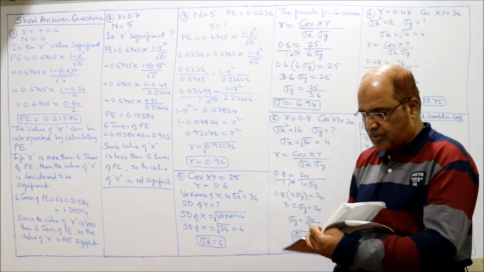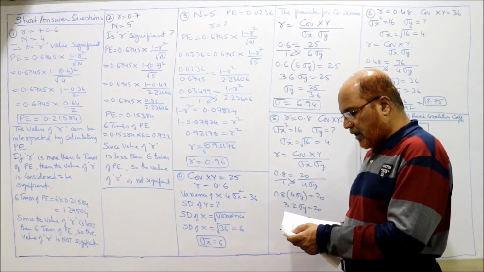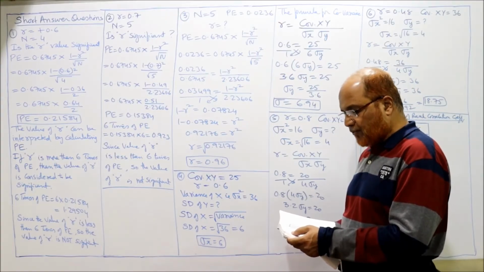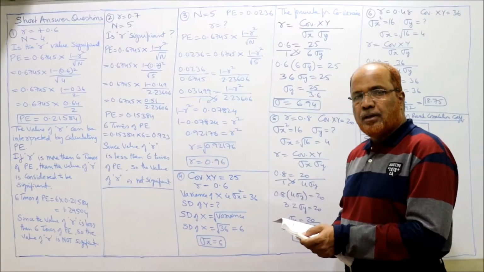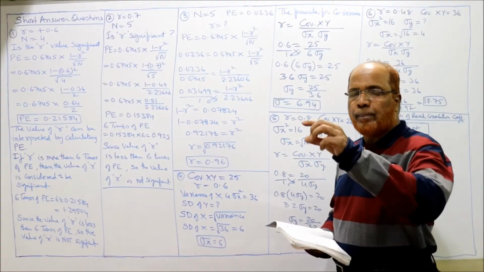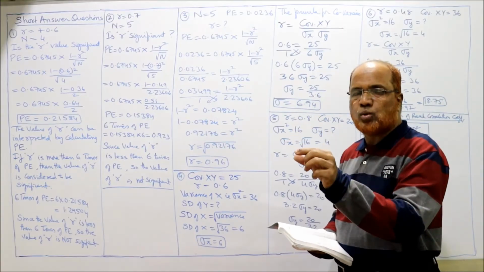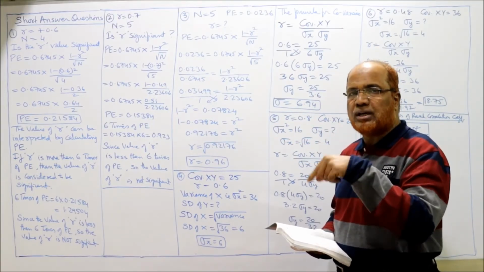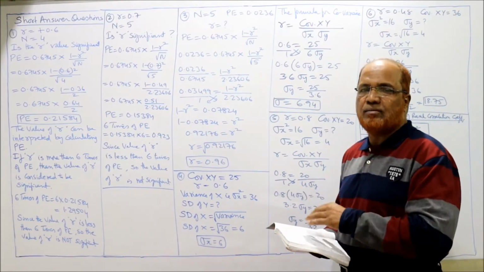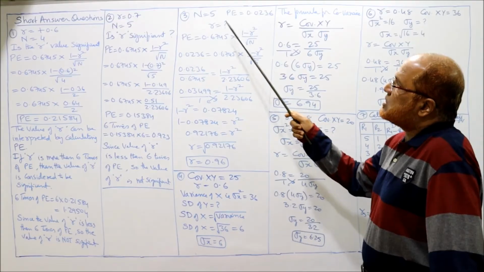Next, problem number 3. Third problem. If n is equal to 5, the probable error of the coefficient of correlation is 0.0236. Find the coefficient of correlation. In this problem, the PE value is given, n is given, and we have to find R. The formula is PE is equal to 0.6745 into 1 minus R square by root N. In the formula, one thing is unknown, that is the R value. That's what we have to calculate. Remaining all values are given: N is equal to 5, PE is equal to 0.0236.